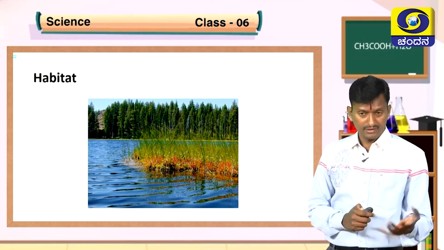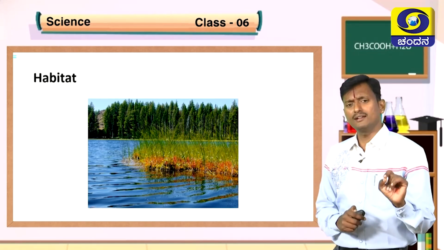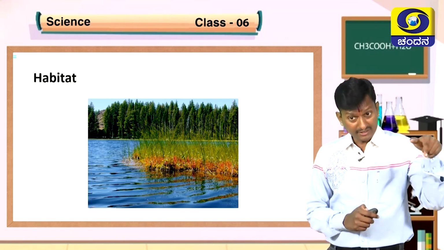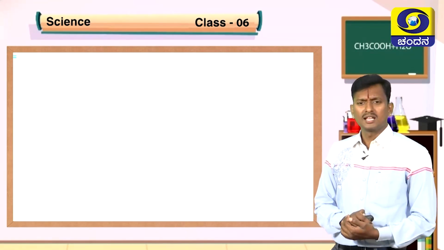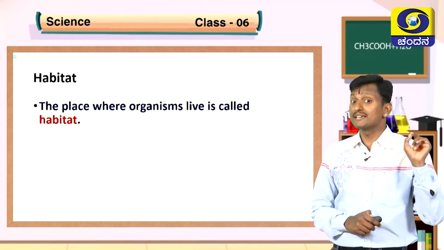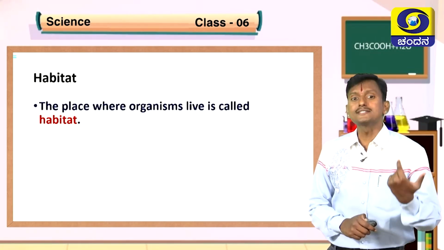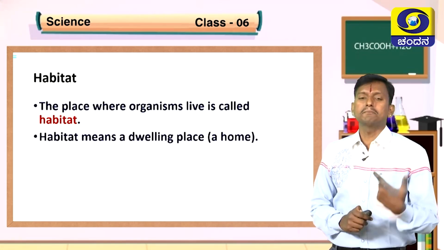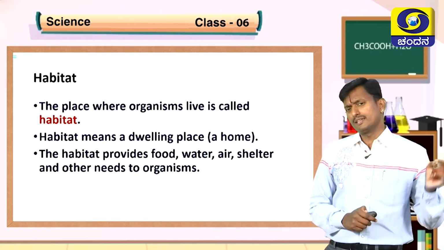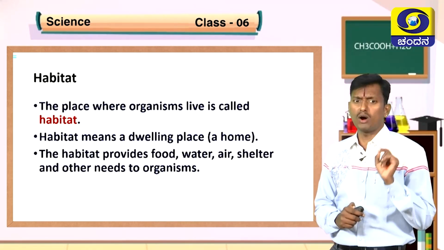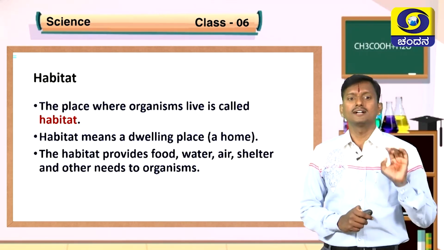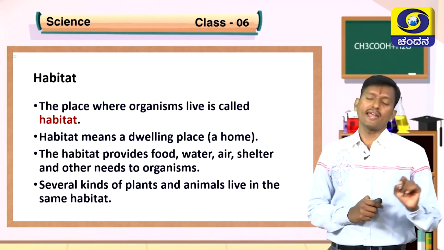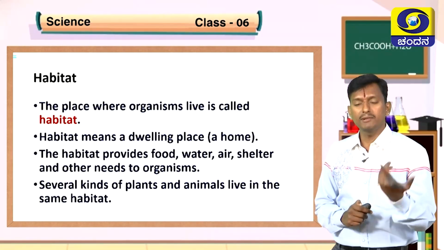You see, it is a pond where we find different types of plants are growing there. And also different types of animals are there inside the pond. What is habitat then? The place where organisms live is called habitat. Habitat means a dwelling place or a home, we say. The habitat provides food, water, air, shelter and other needs to organisms. Several kinds of plants and animals live in the same habitat.